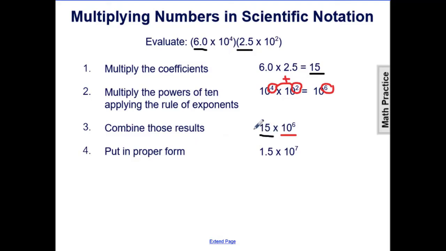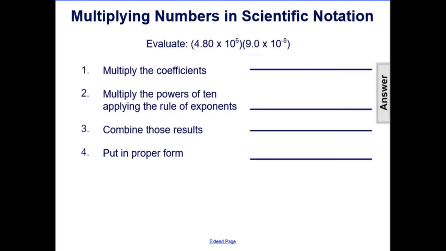But 15, you'll notice, is not between 1 and 10. It's not greater than or equal to 1 and less than 10. So we have to move the decimal 1 over to make it 1.5. And I always like to say, if my coefficient got smaller, my exponent now has to get bigger. So 6 moves up to 7 to make scientific notation the product of 1.5 times 10 to the 7th. Let's look at this again with another example where we can write it out.